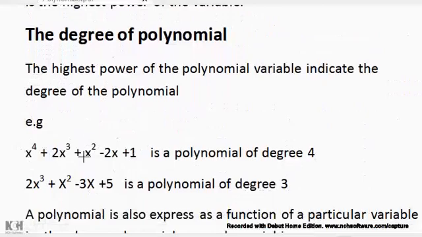And of course the highest power of the variable of the polynomial indicates the degree of the polynomial, right? So this polynomial is a polynomial of degree 4 because the highest power of the variable is 4, and this polynomial is a polynomial of degree 3 because the highest power of the variable is 3. Now a polynomial is also expressed as a function. So all these polynomials you see here are functions in a particular variable, and the variable is x.